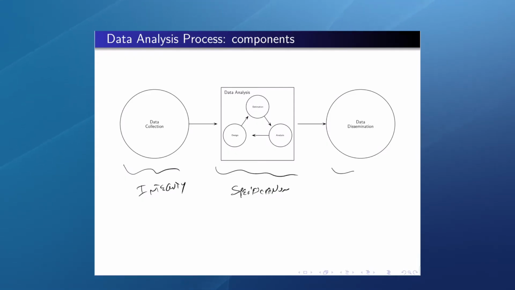And then at the end, we have problems with the data dissemination. These are issues about privacy. For example, these are things about the use of the data and how we use the data. So in general, we will pay attention to all three of them.